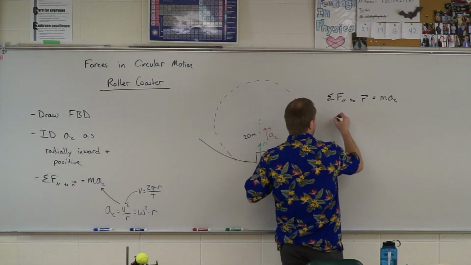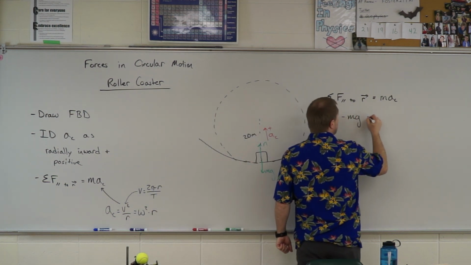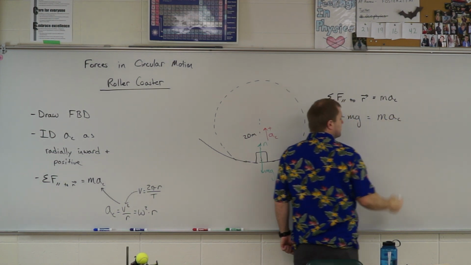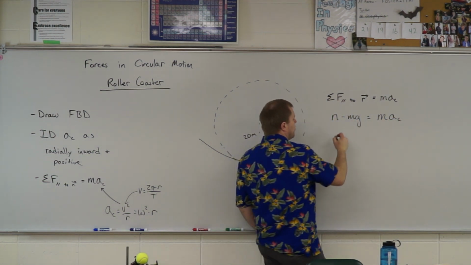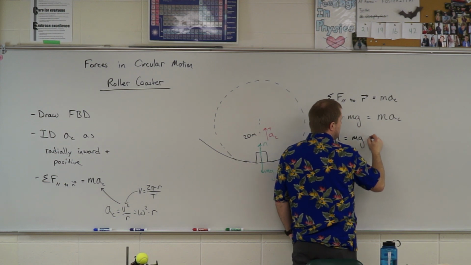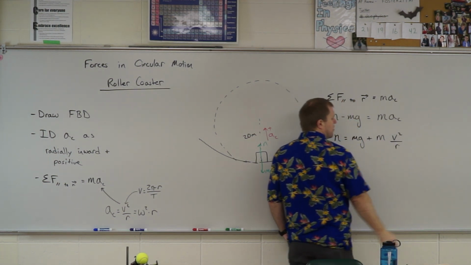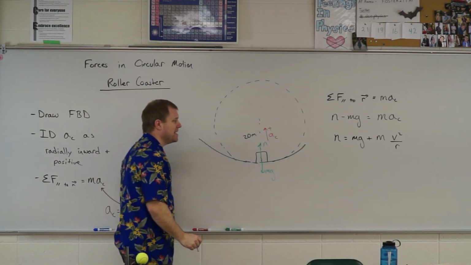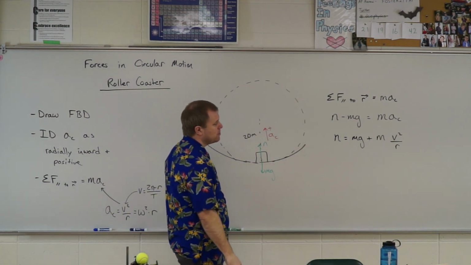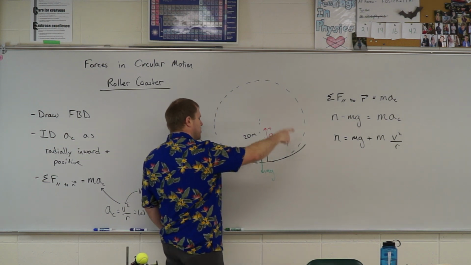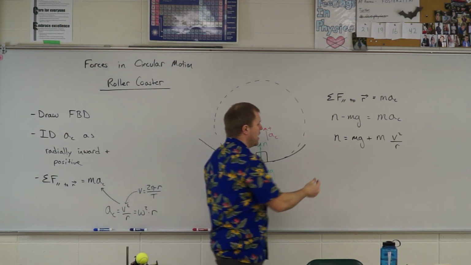So I see over here I have normal force minus mg equals MAC. Go ahead, solve for normal force. So normal force equals mg plus MAC. But we're going to again substitute in v squared over r in for that AC term. So they give me the mass, they give me the speed, they give me the radius of that circular motion, which was the 20. Go ahead, plug in your numbers.